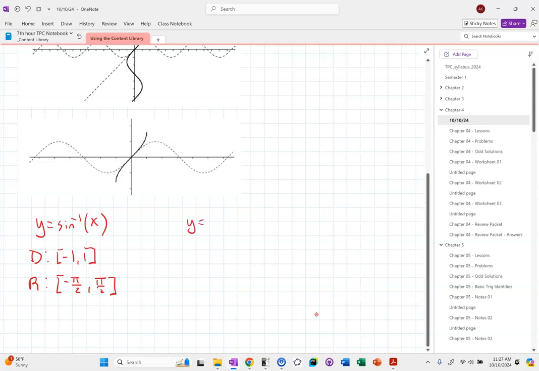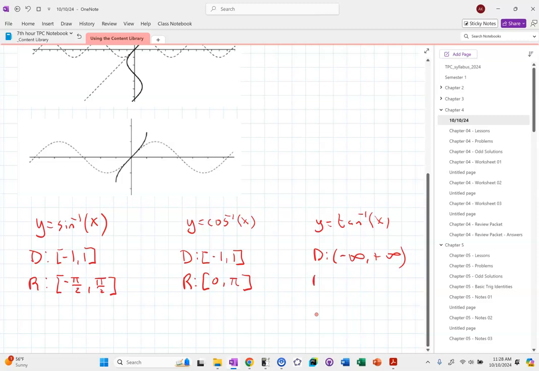If we follow a similar process for cosine and tangent, we'll get the following results. And this is essentially what's programmed into your calculator when we do sine inverse, cosine inverse, or tangent inverse.